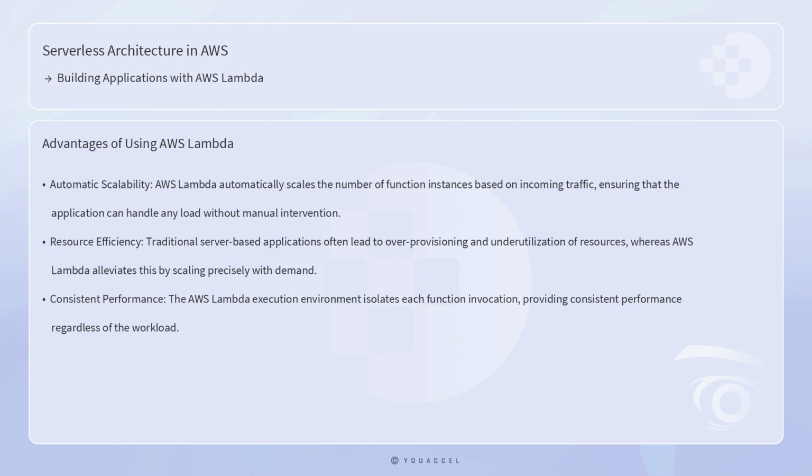One of the critical advantages of using AWS Lambda is its scalability. Traditional server-based applications require developers to estimate the maximum load and provision servers accordingly, often leading to over-provisioning and underutilization of resources. AWS Lambda automatically scales the number of function instances based on incoming traffic, ensuring that the application can handle any load without manual intervention. This scalability is underpinned by the AWS Lambda execution environment, which isolates each function invocation, providing consistent performance regardless of the workload.